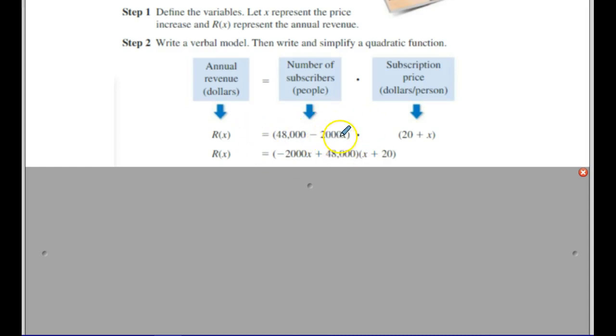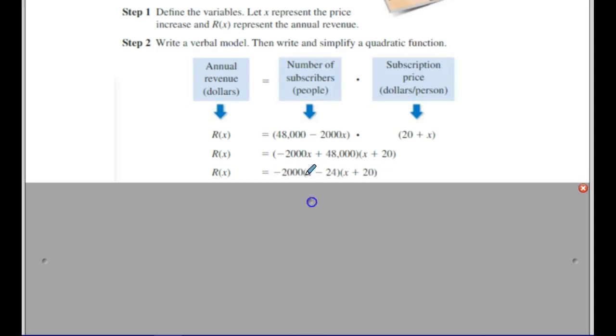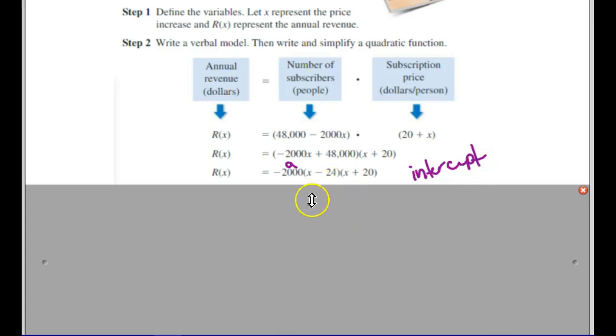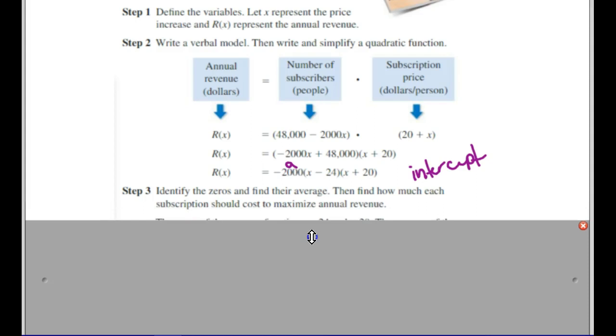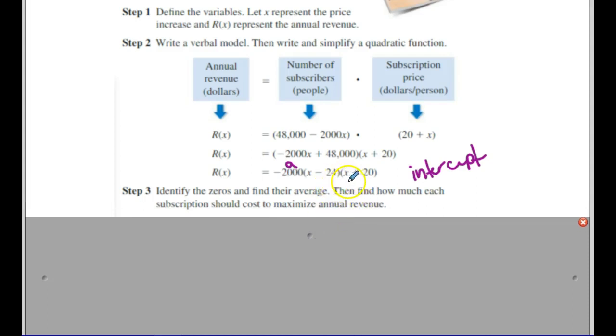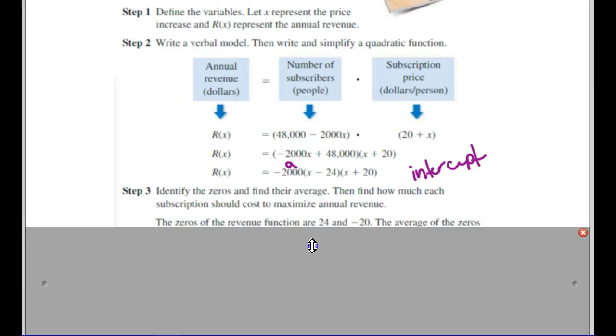I can kind of simplify. So here I'm just going to rewrite the order of my terms, so my x's come first. Then I notice in my first group that I can factor out this negative 2,000, so I'm going to factor that out. And now I have a quadratic equation. So when I'm looking at this quadratic equation, I see I have an a value, and this is what we called intercept form, right? Because it's not in vertex form, but it is in intercept form. So now I can find my zeros and find the average, right? Because I know the vertex is exactly halfway between these two zeros.